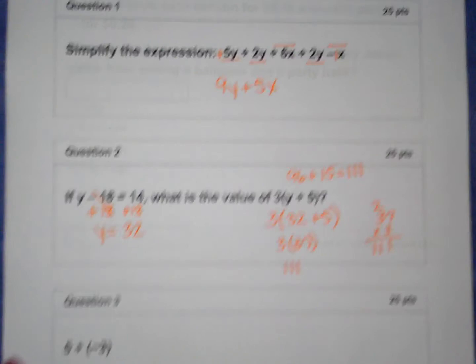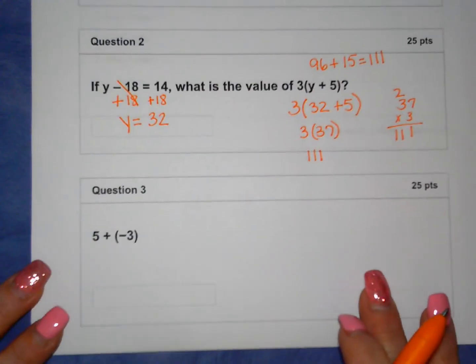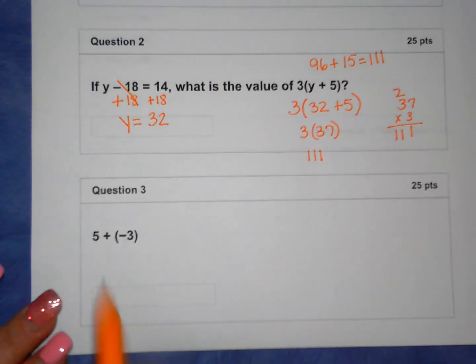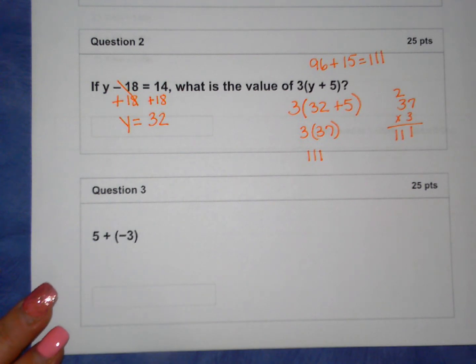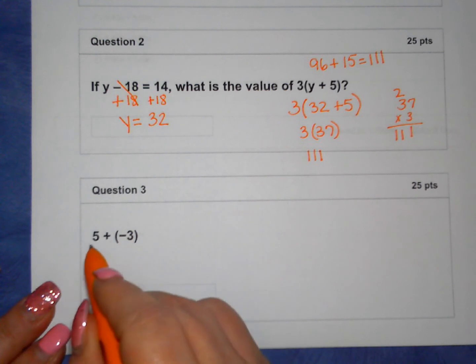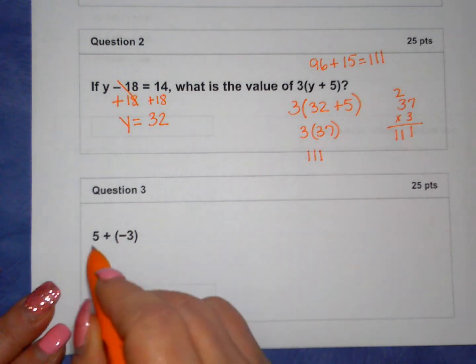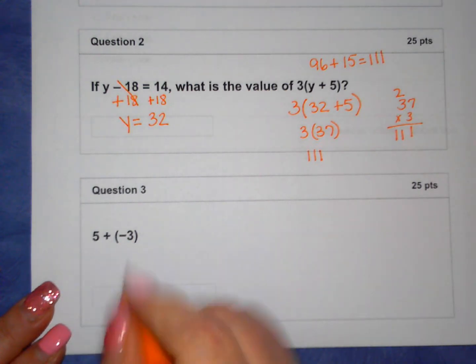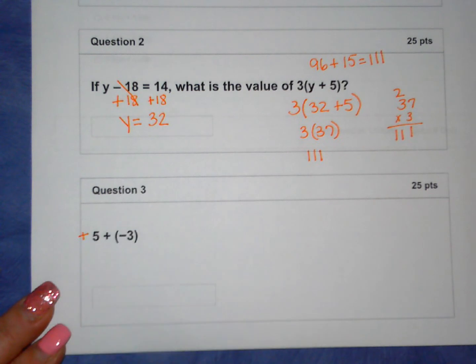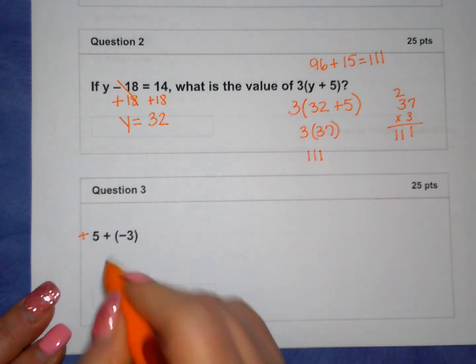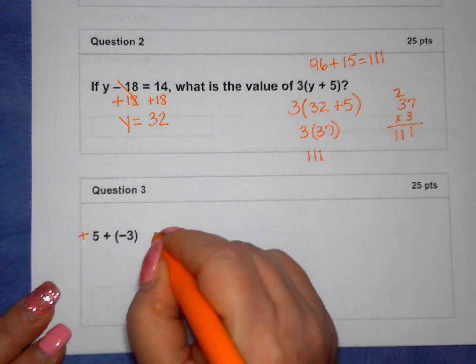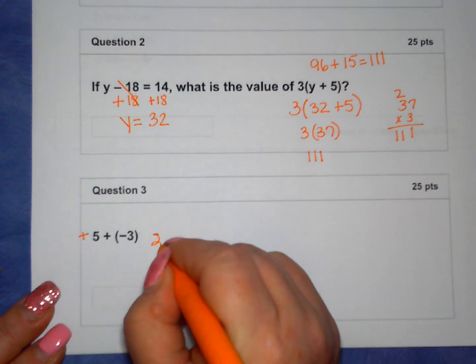All right, number 3. I feel like you guys felt this one was easy. Hopefully you did. 5 plus negative 3. Well, 5 plus negative 3. You just subtract the little number from the big number, and you keep the sign of the big number, because remember, this is a positive 5. So positive 5 minus 3, I have 2.